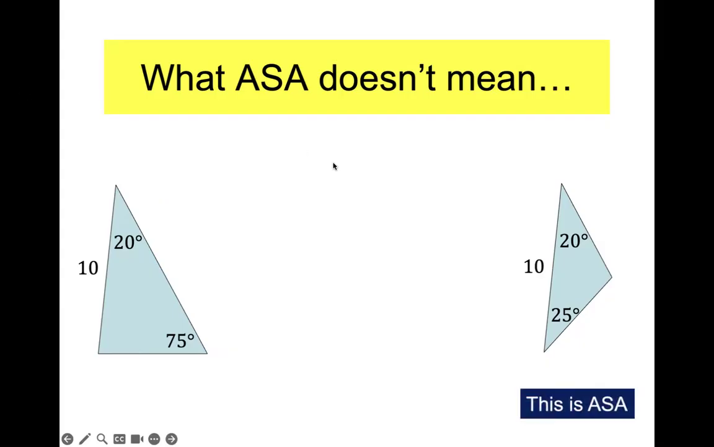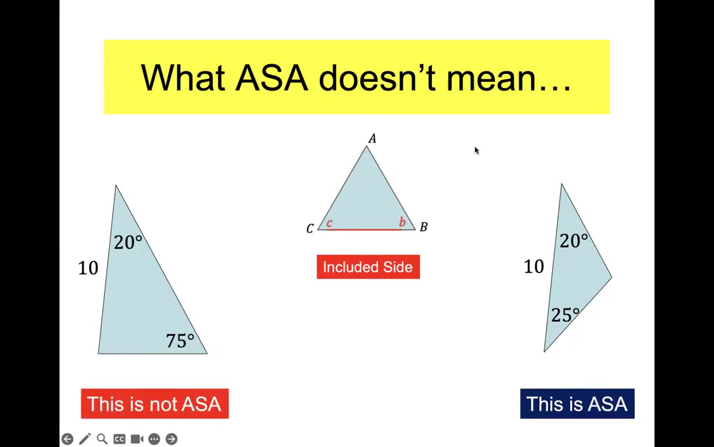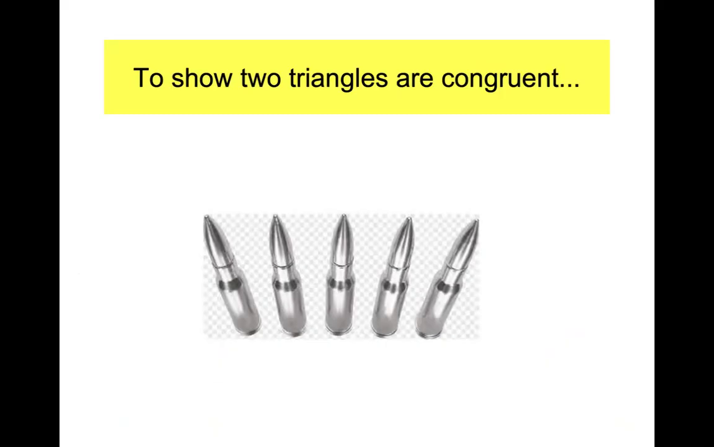Or I should say, we can't conclude that. If it's ASA, it's got to be the two angles and the side between them, the included side. The one on the left there is not ASA, it's AAS or SAA. Three silver bullets: SSS, SAS, ASA. We will get the last two in about 2 or 3 lessons from now.